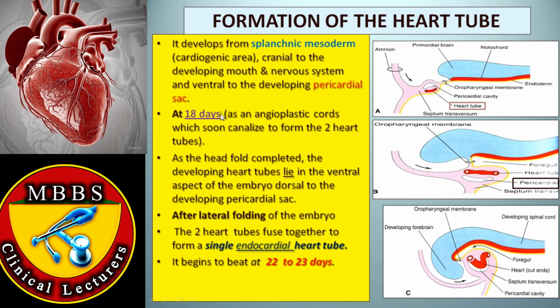Approximately at the 18th day after fertilization, the angioblastic cords soon canalize and form two endocardial tubes, and these endocardial tubes coalesce to form a single tube. That is the primordium of the heart, and it begins to beat at the 22nd day after fertilization.